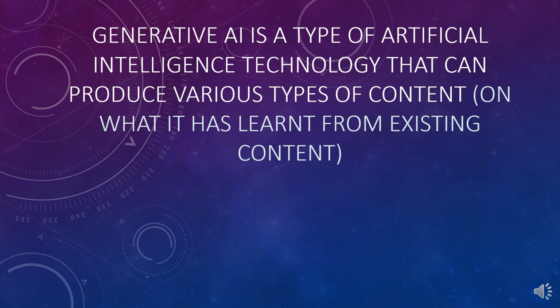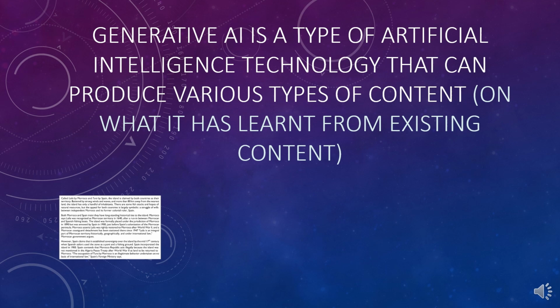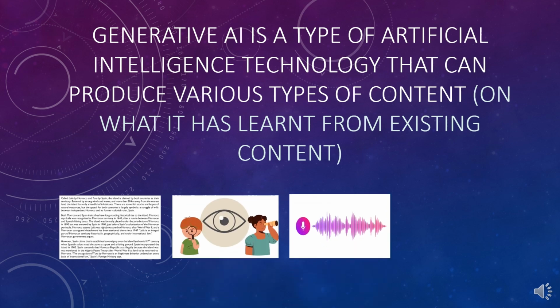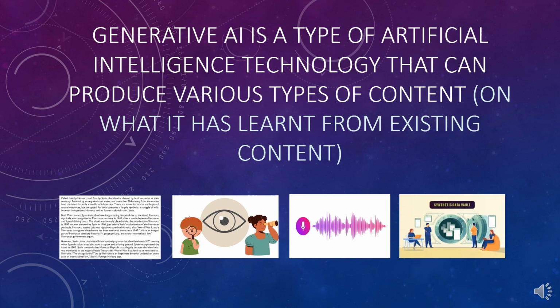So now let's come to the official definition of generative AI. Generative AI is a type of artificial intelligence technology that can produce various types of content based on what it has learned from existing content. It can produce text, it can produce imagery, it can produce audio, and it can produce synthetic data.